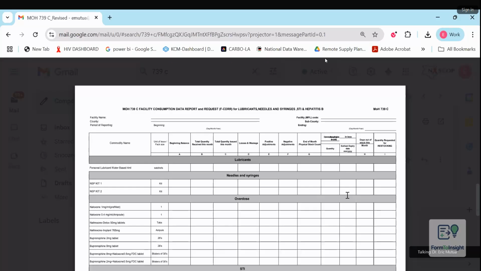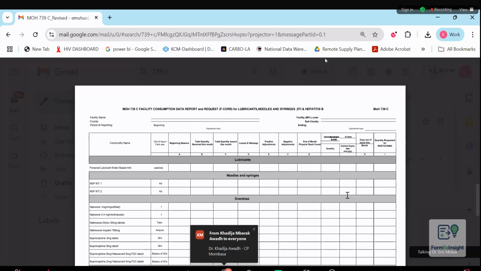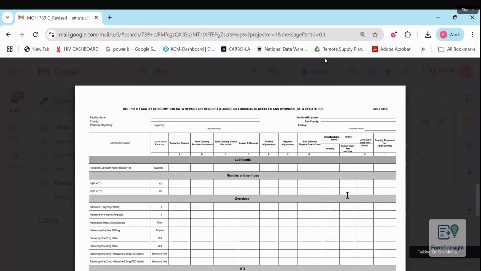So for the facilities or dioceses which are yet to get this, I know most of the PEPFAR sites have not yet received these tools. So we shall liaise with them and make sure they collect and then distribute to their respective dioceses. Thank you.